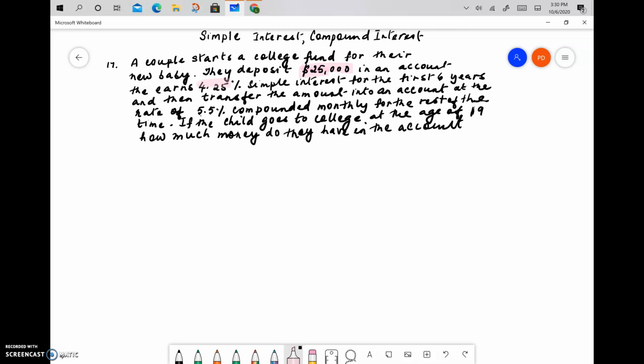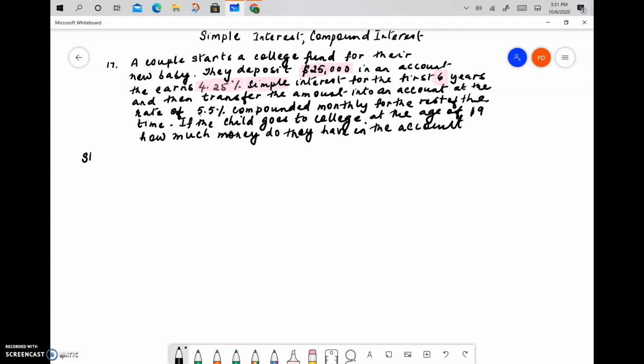The interest rate is 4.25%. It's not enough to know the interest rate. We need to know what kind of interest. So here clearly it says simple interest. So we know we need to use the simple interest formula, at least for the first 6 years. So let's write down this information.